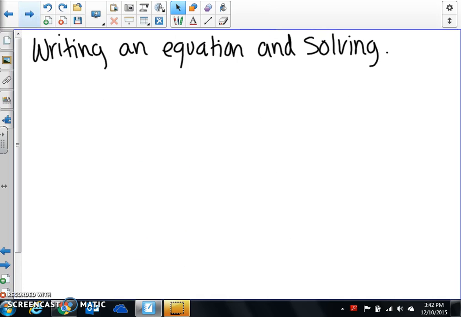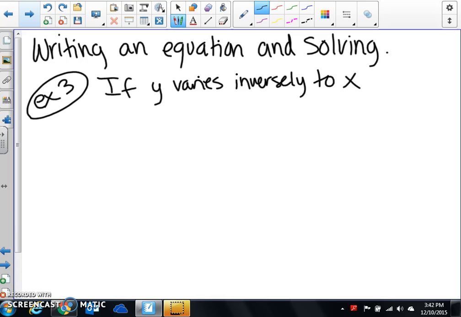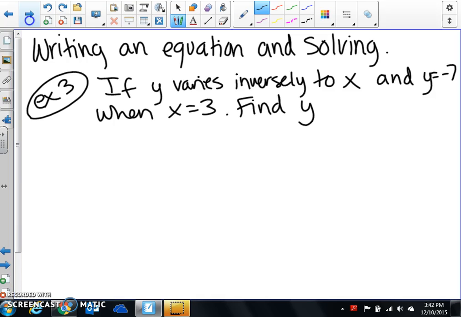All right, this one. So writing an equation and solving. Let's do this one. Okay. If y varies inversely to x and y equals -7 when x equals 3, find y when x equals -3.